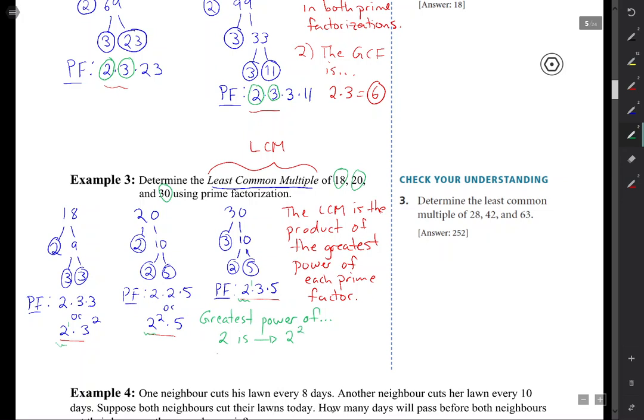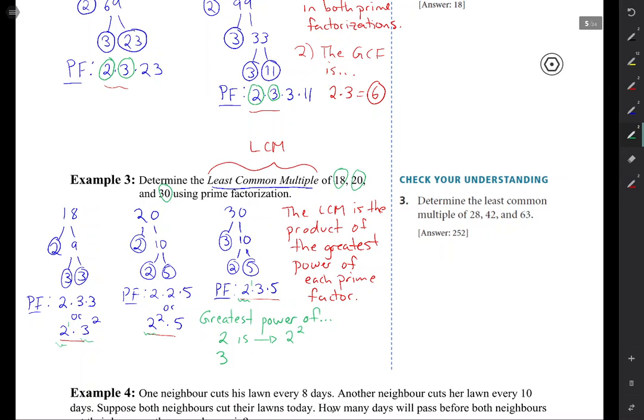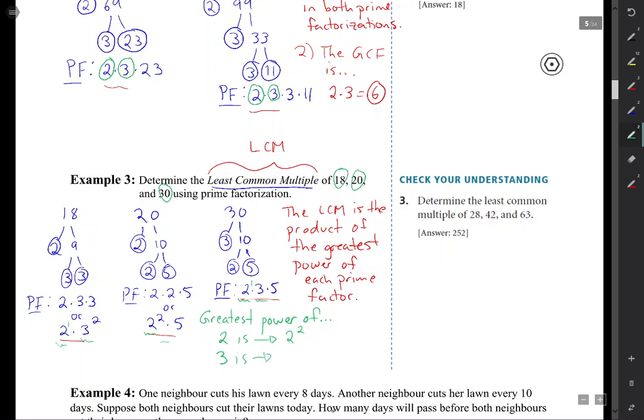The greatest power of 3 is, well, we have 3 to the power of 2 there. We don't even have a 3 in this one, and then we have 3 to the power of 1 on that one. So the greatest power of 3 is 3 to the power of 2. And finally, we have 5. We have 5 to the power of 1 here and 5 to the power of 1 over here. So the greatest power of 5 is just 5 to the power of 1, or just 5.